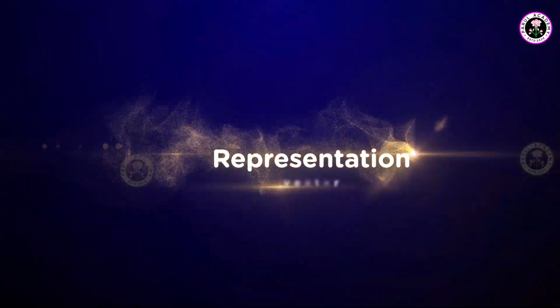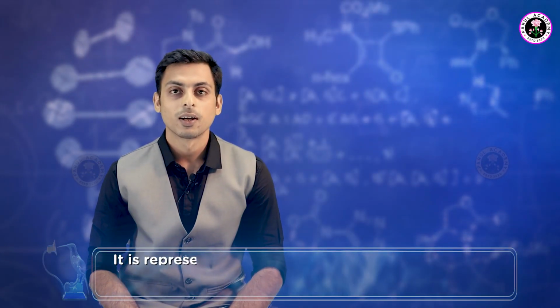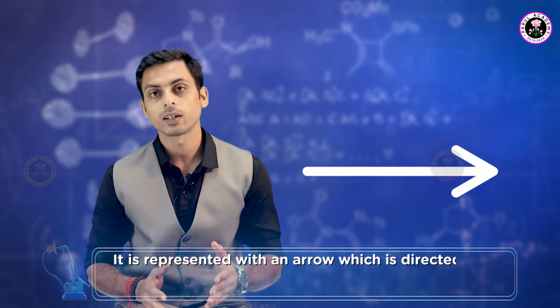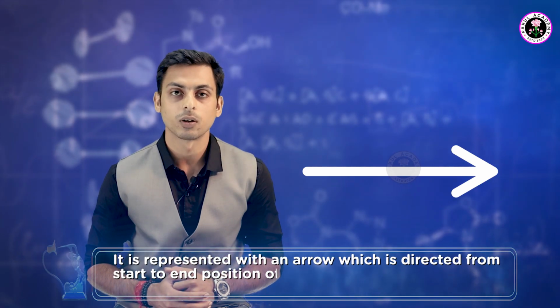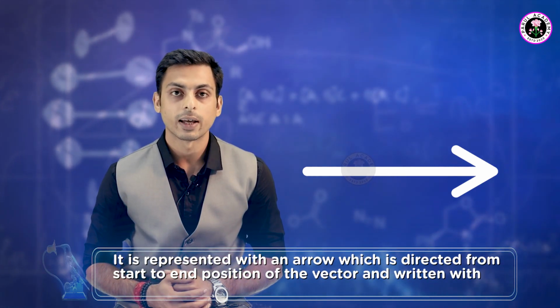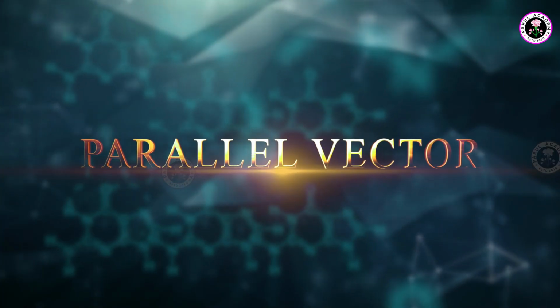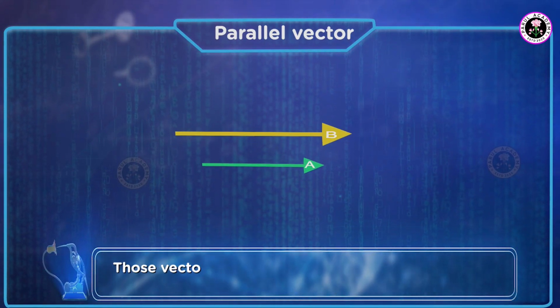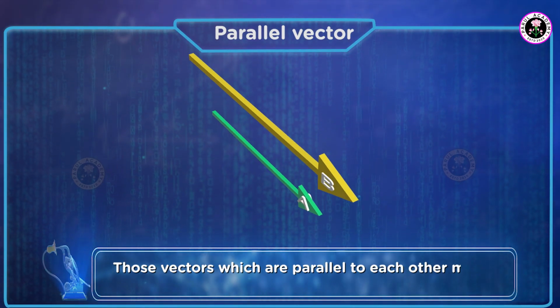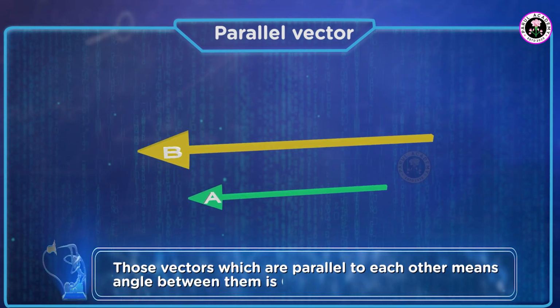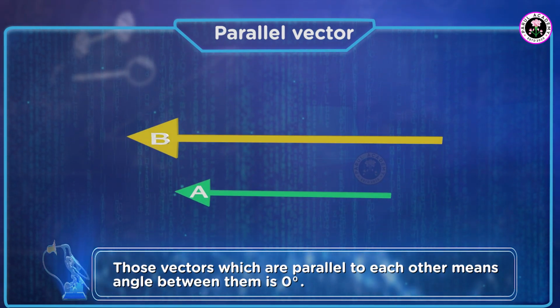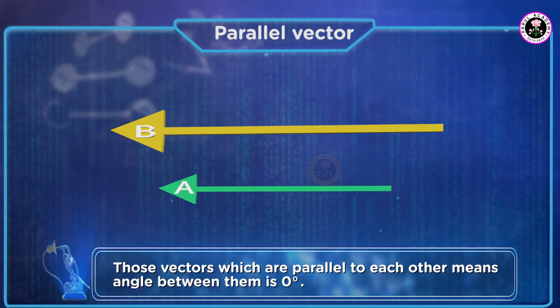So the representation of the vector, it is represented with the arrow which is directed from start to the end position of the vector and written with an alphabet with arrow above it as it is shown in the figure. Now I am coming to the types of vectors. The number one is parallel vector. Those vectors which are parallel to each other means the angle between them is 0 degree. Like shown in the figure, those vectors are parallel vectors.